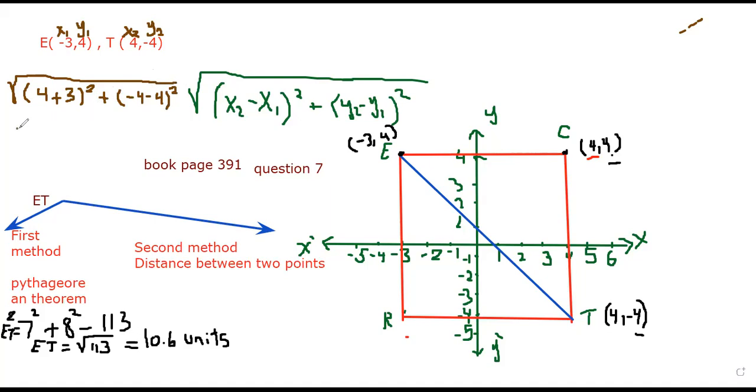Now if you calculate this one, what is the answer? It will be 4 plus 3 all to the power of 2, plus negative 4 minus 4 all to the power of 2. So the answer will be the square root of 113. What do you notice now? Kenzie, what do you notice?